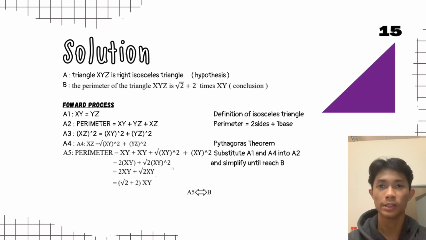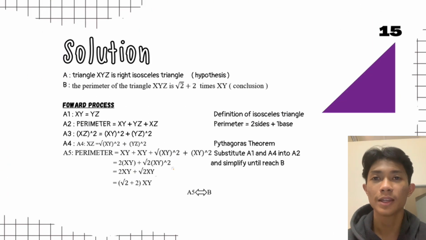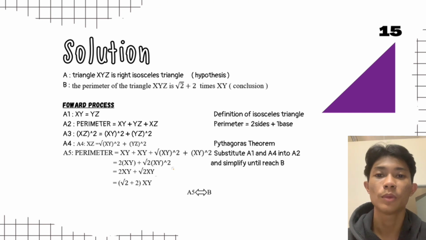For the solution, A. Triangle XYZ is a right isosceles triangle, which is the hypothesis. B. The perimeter of triangle XYZ is (square root of 2 plus 2) times XY, which is the congruent side, and this statement is the conclusion. For your information, not all questions use the backward process. For this example, we use the forward process.